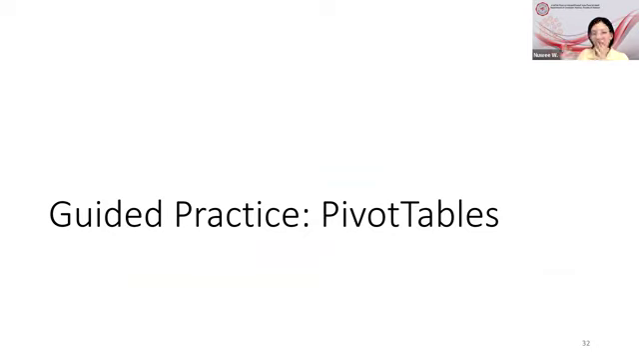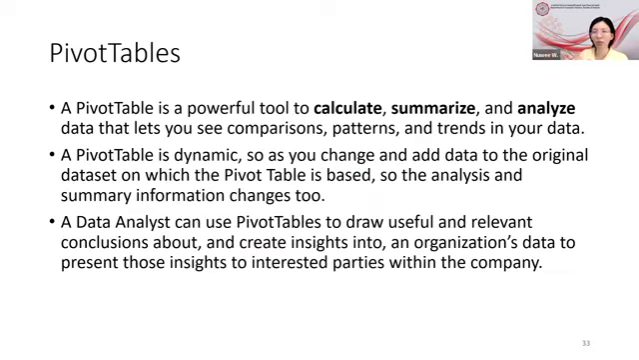Okay, so pivot tables are multidimensional tables. If you see "pivot tables" separately with a space in between, that is the general keyword. If you see "PivotTable" together like this, it means the name of the tool in Excel, okay? So PivotTable is a tool to calculate, summarize, analyze, and so on.